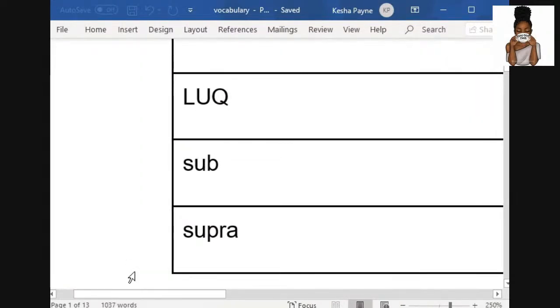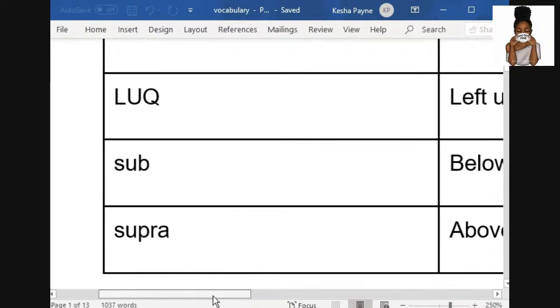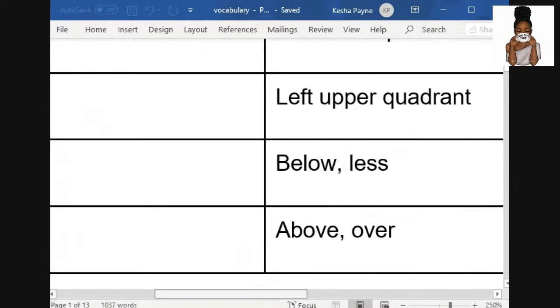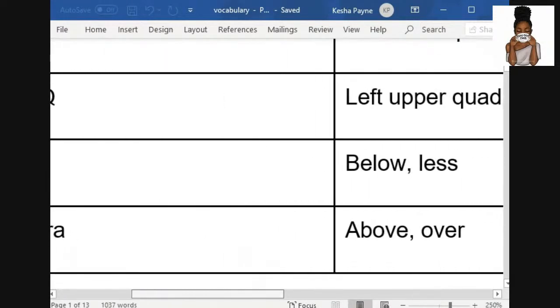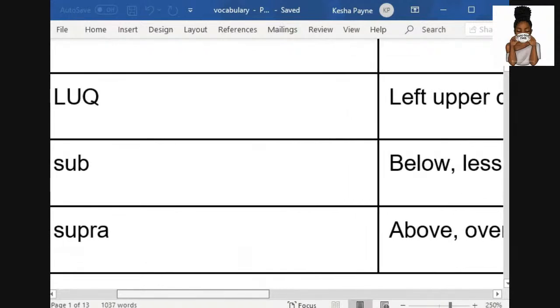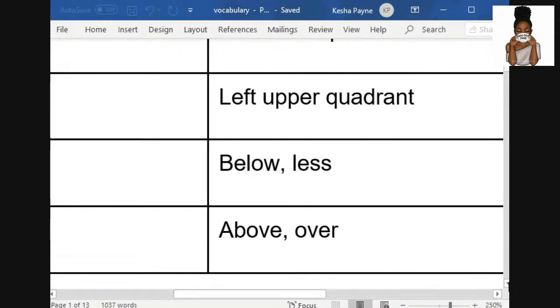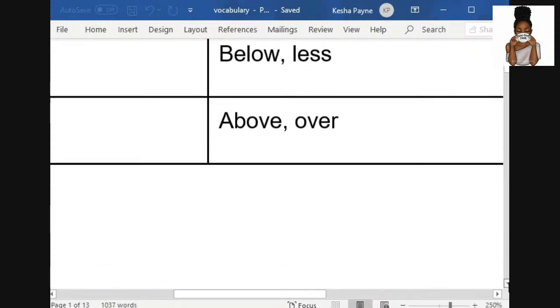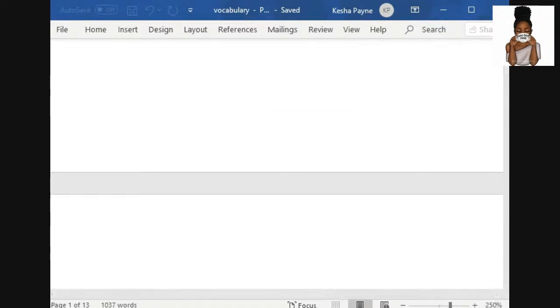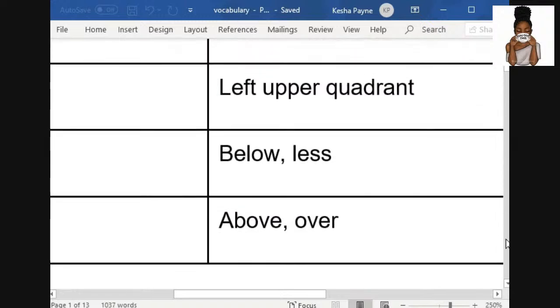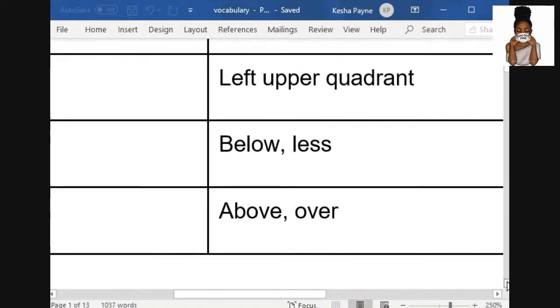Okay, sub is under, supra. Okay, I know below or less. See, I always get this one wrong. I have to write that down. So sub, I have to remember subtract. That's a good way to remember, subtract. Supra, above or over. So I wrote those on my board behind me because out of all of those directional terms, I only got tripped up on two, which isn't that bad.